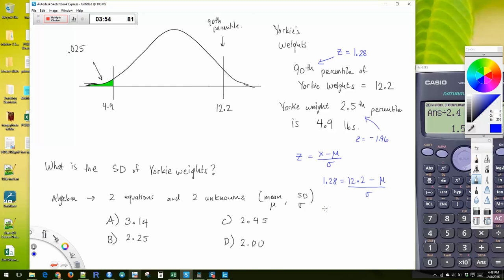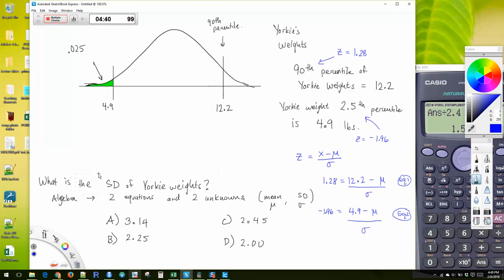And my second equation is -1.96 is equal to 4.9 minus the mean mu, which I don't know, divided by sigma. So here I've got equation 1 and here I have equation 2. Two equations, two unknown values. I don't know mu, I don't know sigma. Can I get these? We should be able to get these. It's just a bit of algebra.